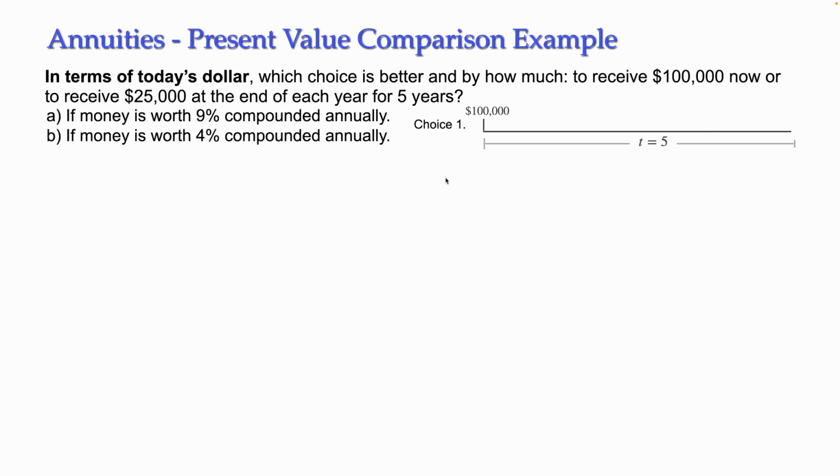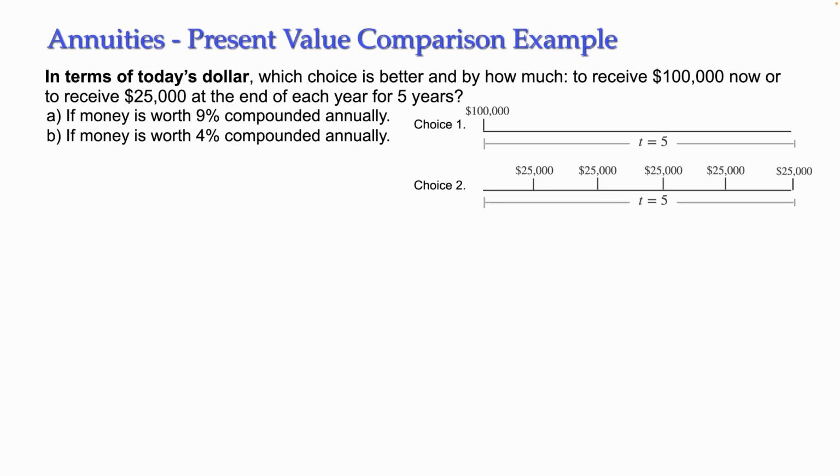The second choice is illustrated here in this timeline. There will be an input of $25,000 every year for 5 years. You are going to receive 5 times $25,000. And we want the answer, which will be a better choice when we have different interest. So let's see what happens if the interest is 9% compounded annually. So let's answer the first question. What will be better, to receive $100,000 now or $25,000 every year for 5 years?